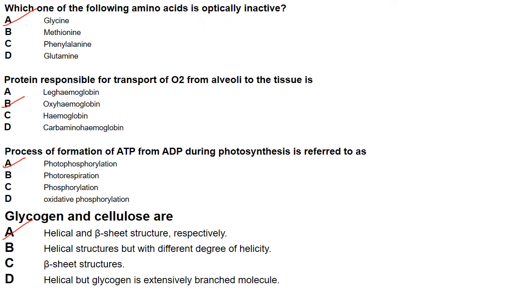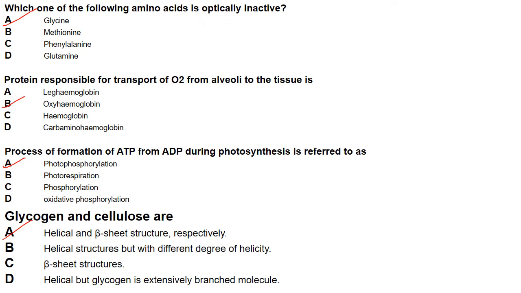The process of formation of ATP from ADP during photosynthesis is referred to as photophosphorylation. Answer is option A. Glycogen and cellulose are... So glycogen is a branched polymer of glucose, and glucose residues are linked linearly by alpha 1,4 glycosidic bonds and the branches via alpha 1,6 glycosidic bonds, and the alpha glycosidic bonds give rise to a helical polymer structure.